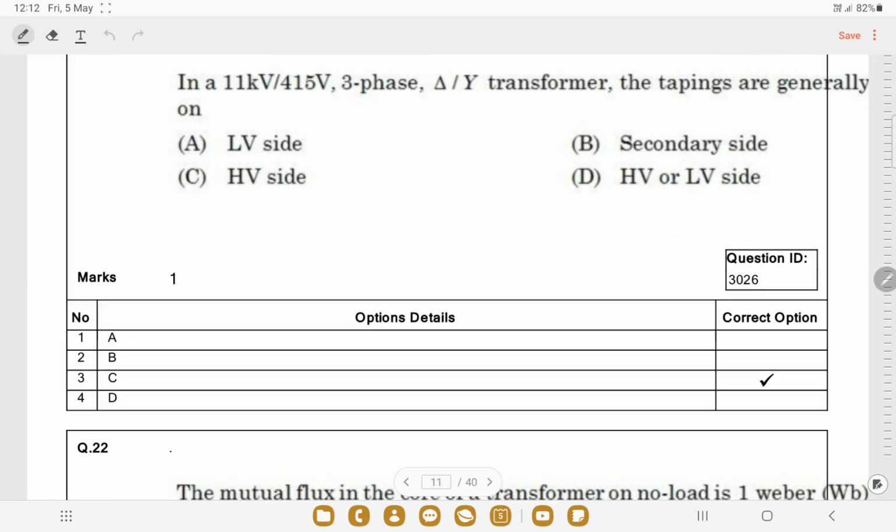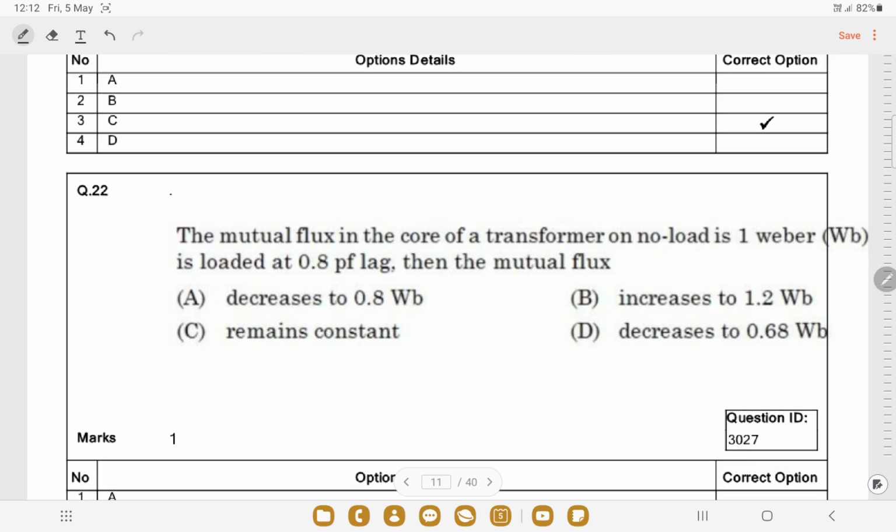Next question we have, in an 11 kV 415 volt 3 phase delta star transformer, the tappings are generally taken on the middle part of the high voltage side. So we have here the high voltage side. So option C will be the correct one.